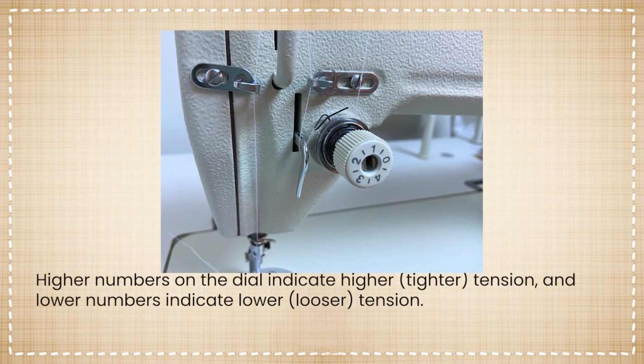When you're adjusting the upper thread tension on your machine, remember that higher numbers on the dial indicate higher tension. That means tighter tension. And lower numbers indicate lower tension. That means thread is kept loose. So you try changing the tension dial up or down 1 unit and you sew another line of stitching on your sample to see if the tension is balanced.